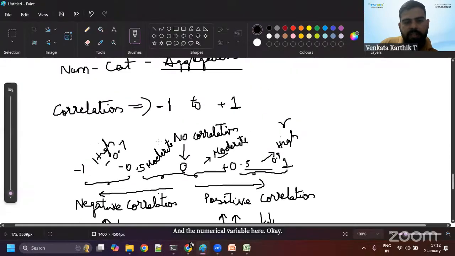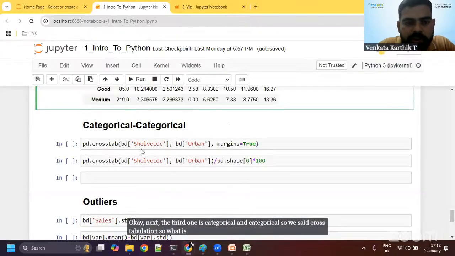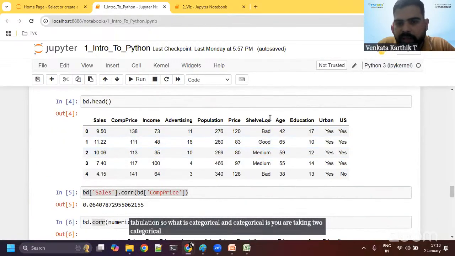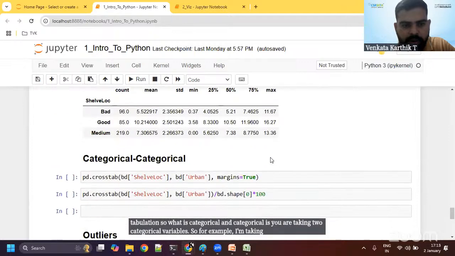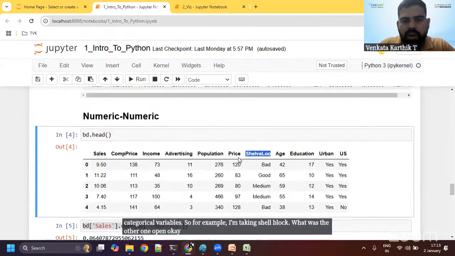Okay. Next, the third one is categorical and categorical. So we said cross tabulation. What is categorical and categorical? You are taking two categorical variables. So for example, I'm taking shell block and urban.